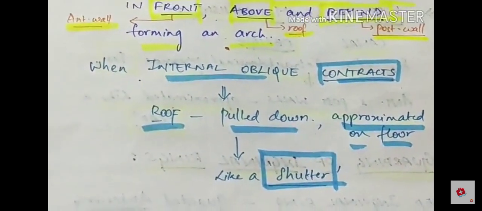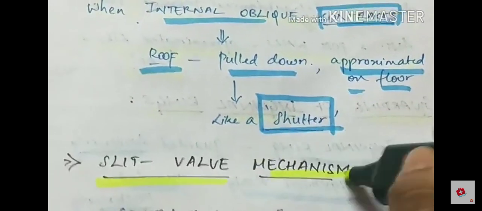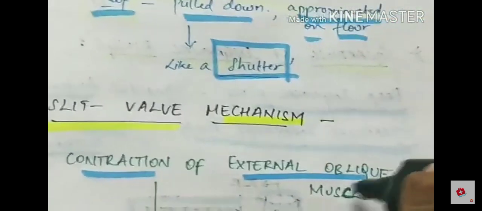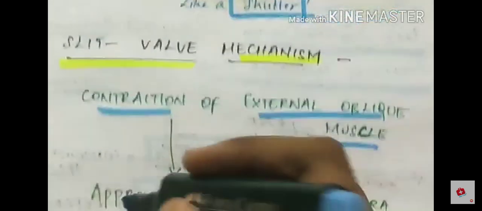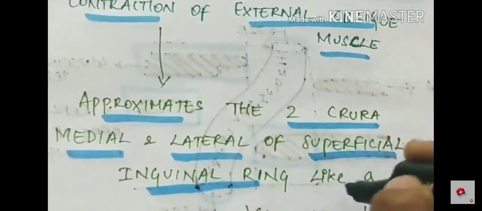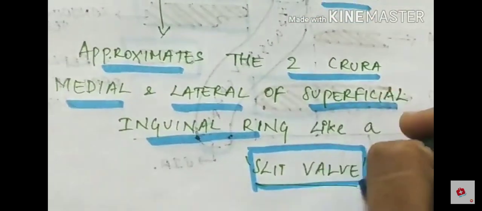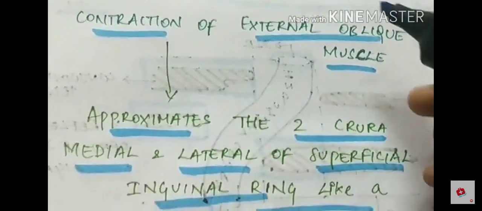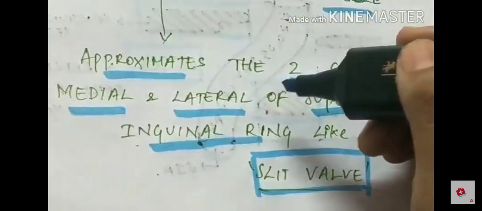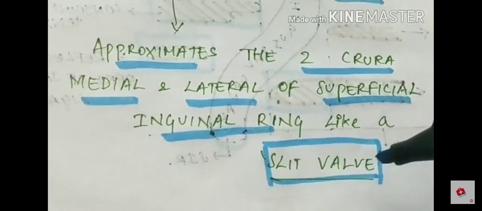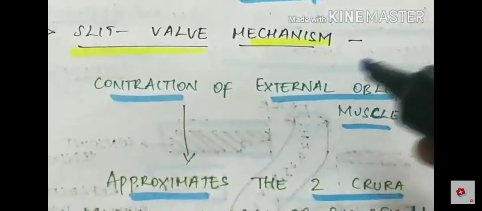The fourth is slit valve mechanism. Here, when there is contraction of external oblique muscle, it approximates the two crura, medial and lateral, of the superficial inguinal ring like a slit valve. So this mechanism is called slit valve mechanism.